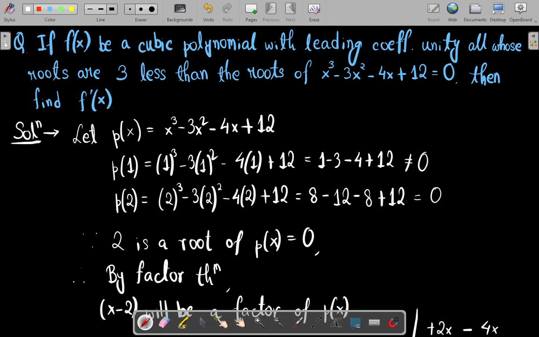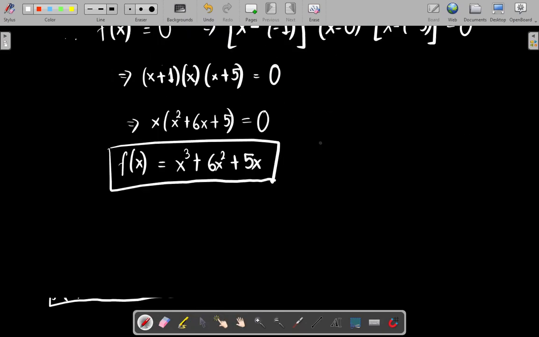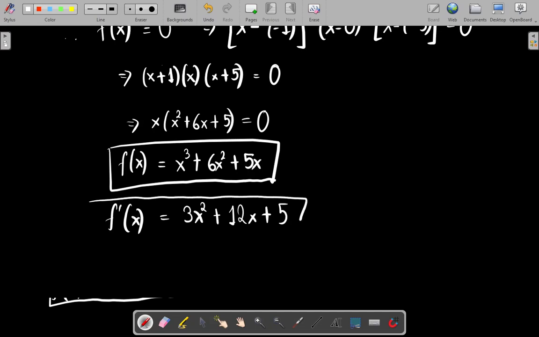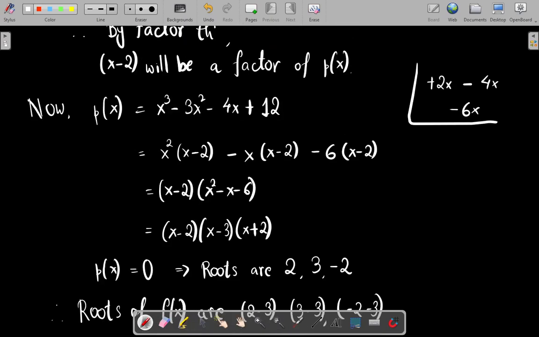Now the question was to find f dash x. So I need to take the derivative one more time. f dash x will be 3 times x square on differentiating x cube with respect to x. This is 3x square, and 6x square will be 12x, and 5x is 5. So this is the final answer. This is the value of f dash x.